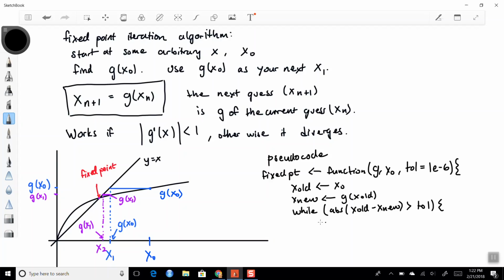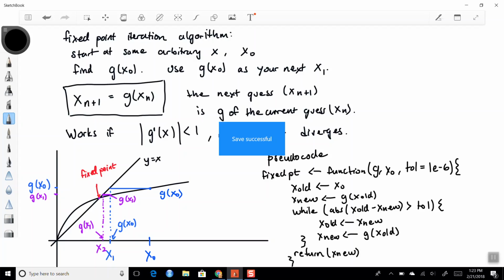All you have to do is just take the current new value and call that the old value, and then find g of the old value and call that your new value. Close the loop, and then at the end you will return your latest value. Okay, and obviously g has to be some kind of function, right?